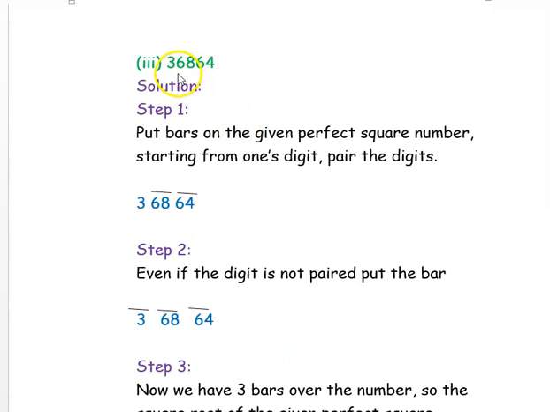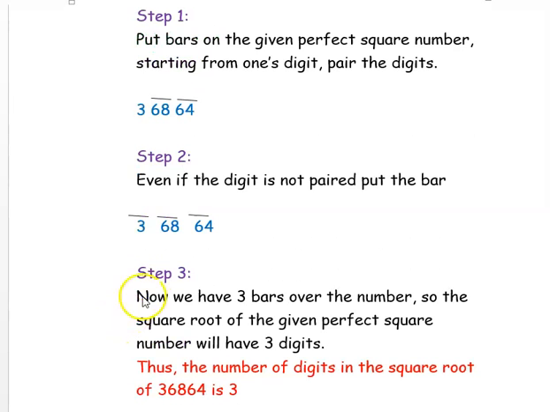The next question given is 36,864. Okay, so the first step is to place the bars starting from the ones digit and pairing the digits. So I have paired 4 and 6 and then placed a bar. Next I have paired 8 and 6 and placed a bar, and then I have left this 3. We know that even if it doesn't have a pair, we have to put a bar over the number. So I have put a bar over it. Then if you count the number of bars, 1, 2, 3. So we can say that the square root of 36,864 will have 3 digits.